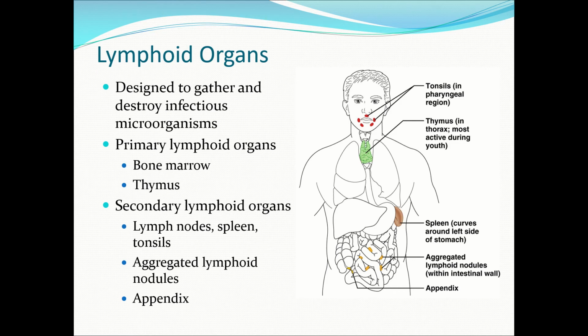Lymphoid organs are designed to gather and destroy infectious microorganisms. There are primary lymphoid organs and secondary lymphoid organs. Primary lymphoid organs include the bone marrow and the thymus. Secondary lymphoid organs include the lymph nodes, the spleen, and the tonsils, aggregated lymphoid nodules, and the appendix.